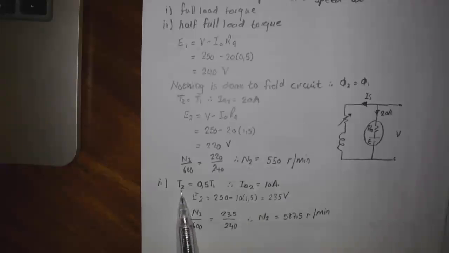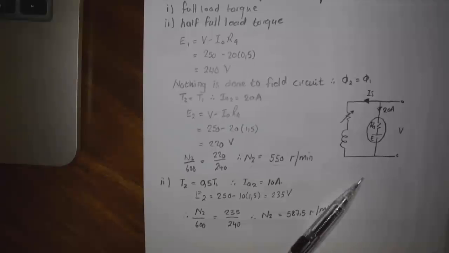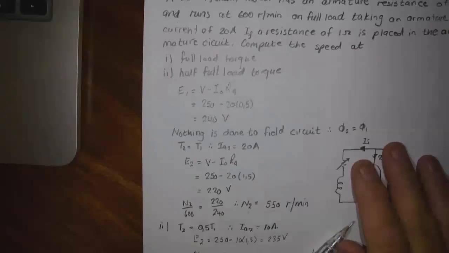Now, if the second torque is equal to half the torque, then IA2 will be 10 amps. And therefore, E2 will be 250 minus 10 times 1.5. That gives us 235 volts. So N2 over 600 is equal to 235 over 240. That gives us 587.5 revs per minute. Are you okay with that so far?